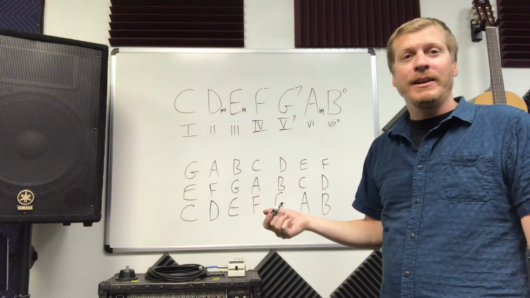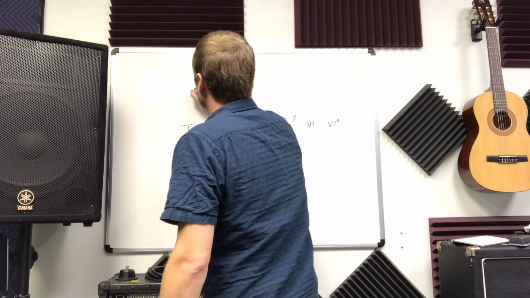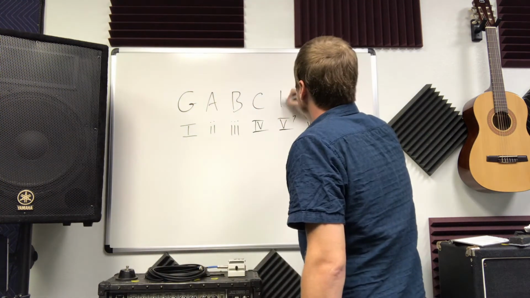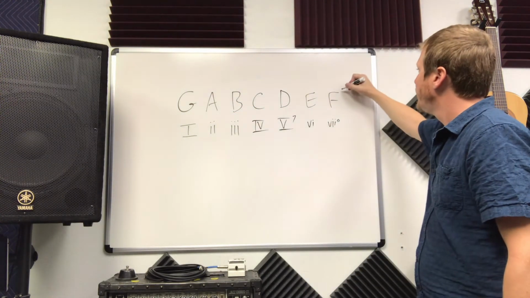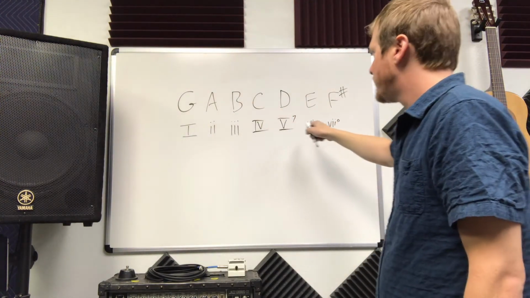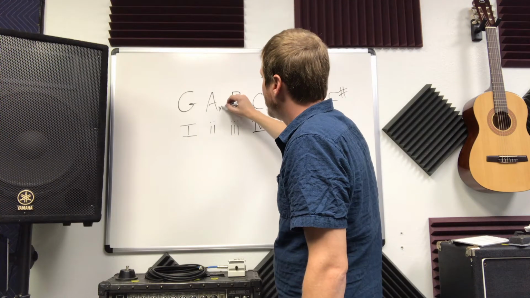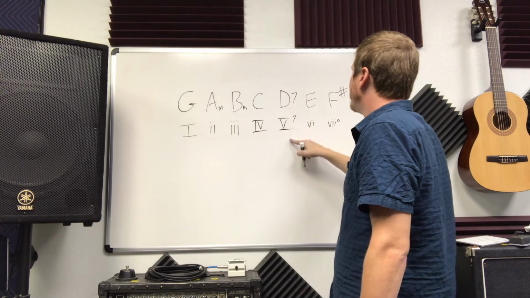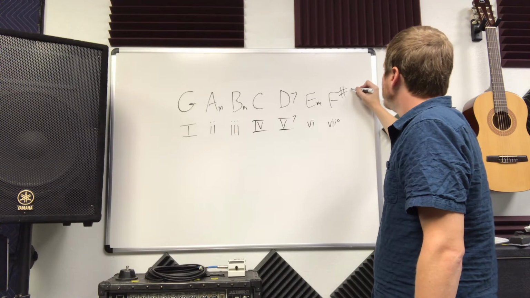So let's try it with the key of G. To figure out the diatonic chords for the key of G, we're just going to write out the scale first. So we have G, A, B, C, D, E, F. And the key of G has 1 sharp, which is F sharp. So in the key of G, the chords that we call diatonic to that key are going to be G major, A minor, B minor, C major, D7 or D major, and then E minor, and then F sharp diminished.